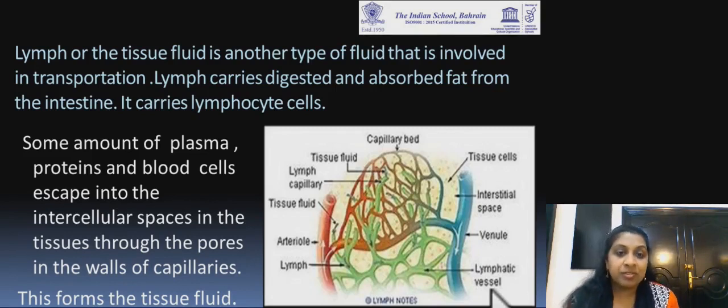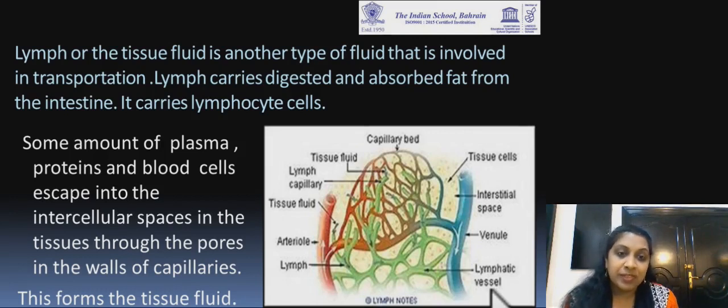As the blood flows through the capillaries, some of the plasma, proteins and the blood cells that are found in the blood that flows through the capillaries pass through the pores found on the walls of the capillaries and get into the intracellular spaces found in the tissues of the organ. This fluid is called the lymph or the tissue fluid.